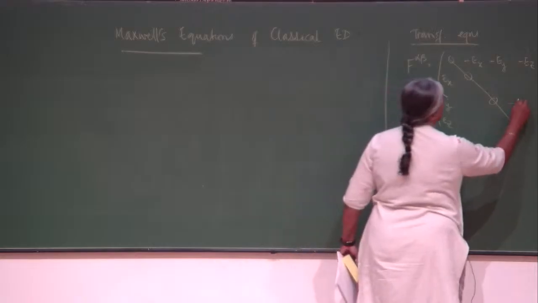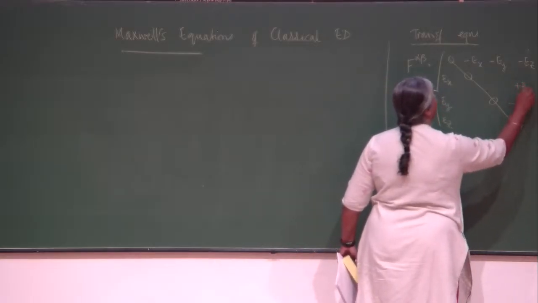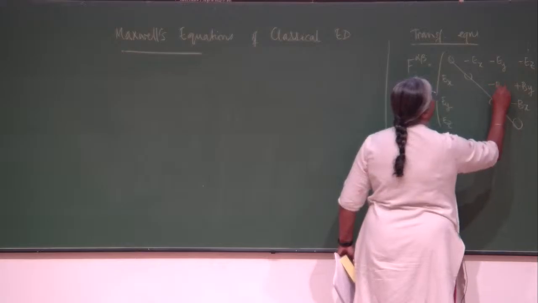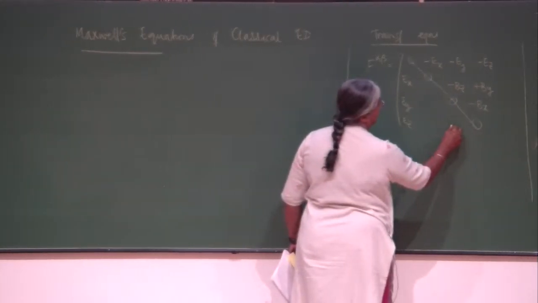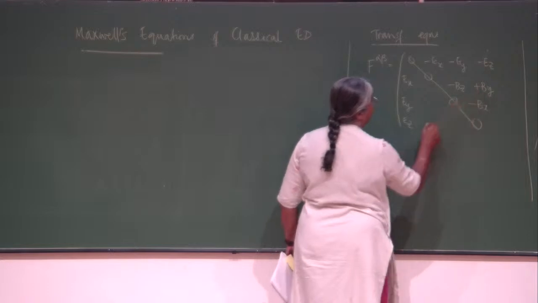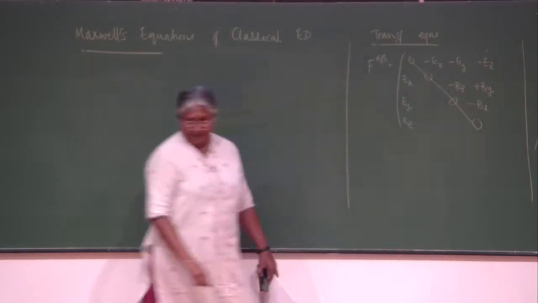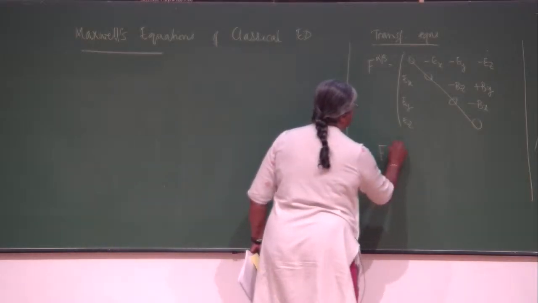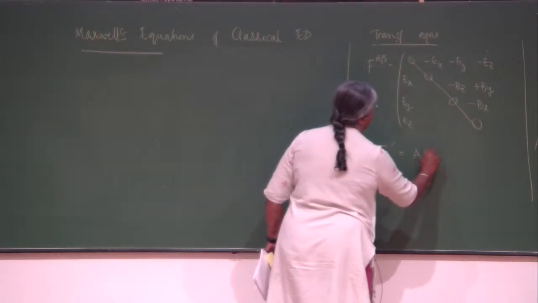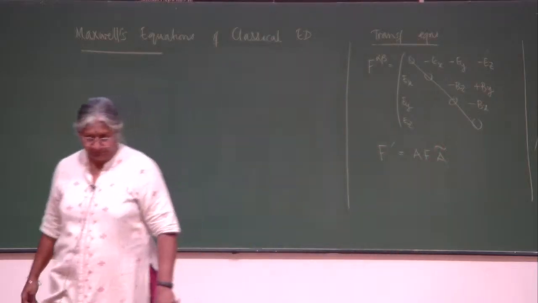If I tell you that this is minus Bx, what will this be? No, it will be plus By. Easiest way to remember is alternating signs. If this is minus Bx, what is this? Plus Bx. If this is plus By, this is. And if this is minus Bz, this is. Excellent. Okay, so we know all the components of f, and we know that f prime is equal to A F A transpose. So these are the stuff that I need to have.